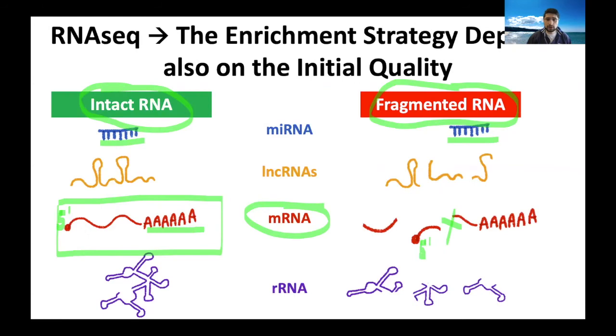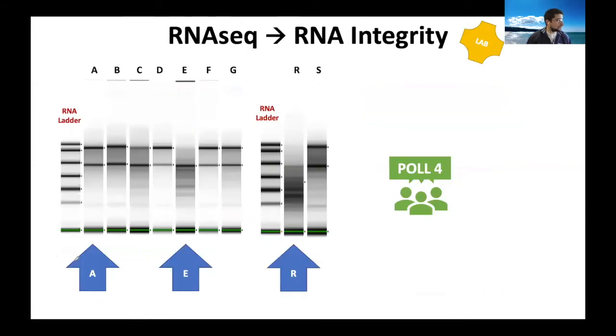But how do we assess the quality or the integrity of our RNA? Here you see some images. This is a TapeStation image. You can think of it as a fancy agarose gel. Do not take into consideration this green bar at the bottom. That's just a lower marker, which I'm going to explain tomorrow. We have 2 RNA ladders here, indicated as RNA ladder. And then we have different samples, labeled A, B, C, G, R, S.